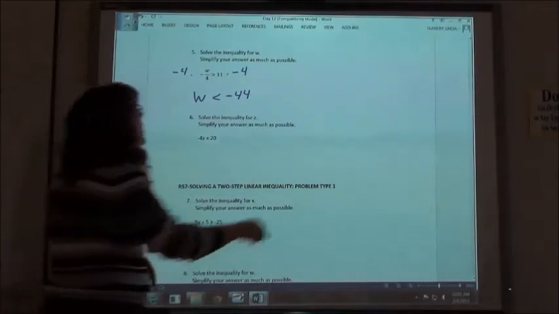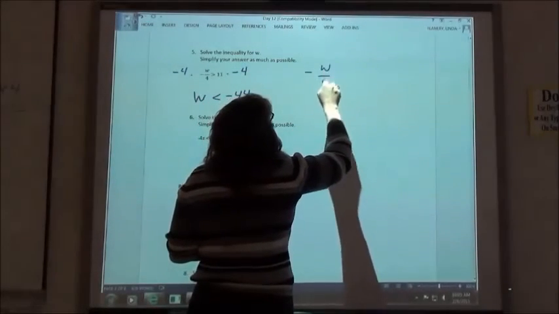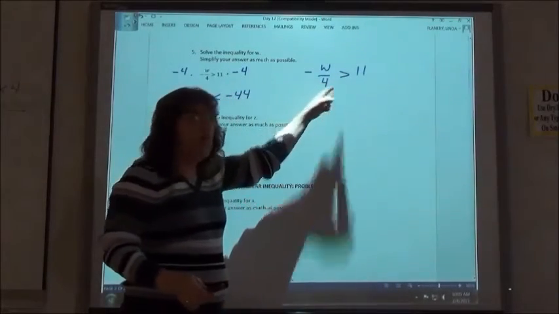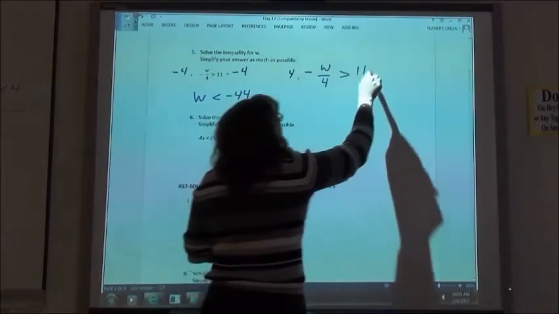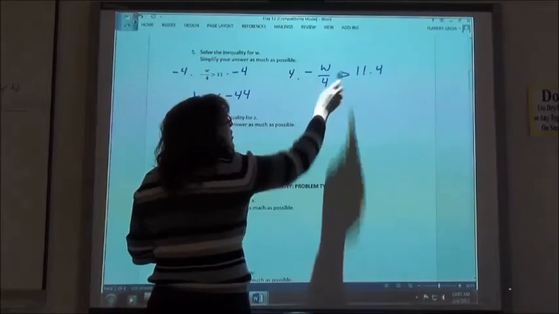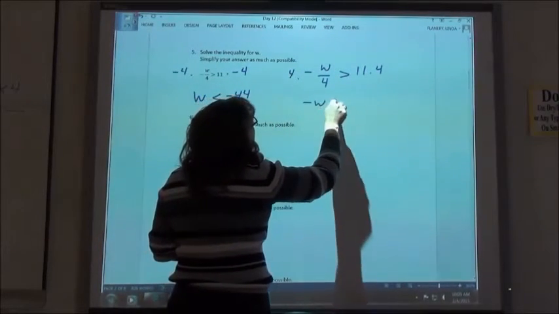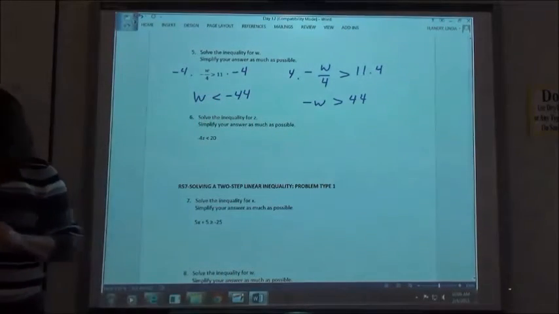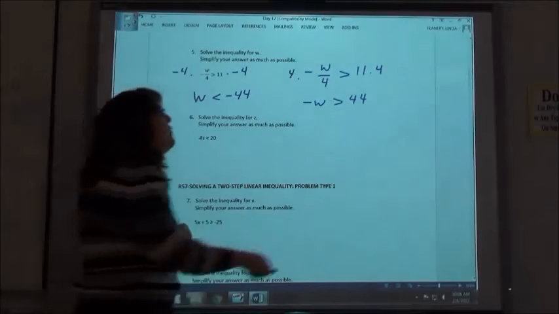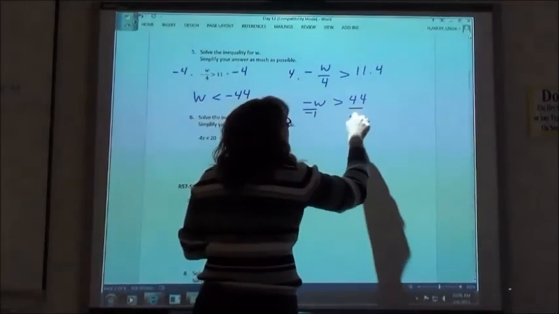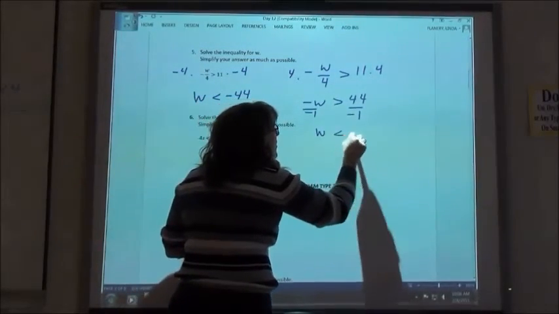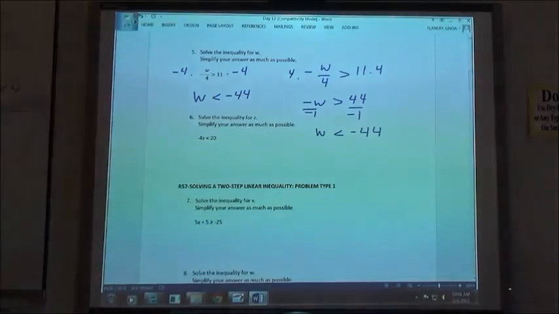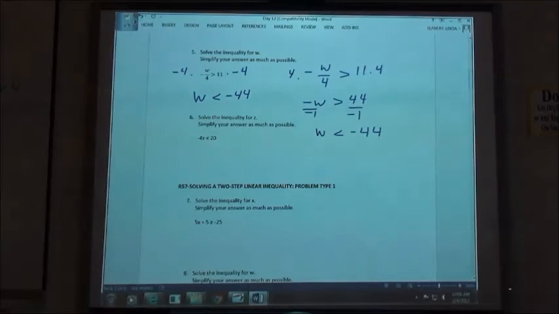Some people do it this way, just for an example, because it's perfectly legitimate to do. They say, oh, I've got to multiply by the 4, and they just multiply by 4. Well, if I multiply by the 4, I'm not changing my sign. I would say negative W is greater than 44. However, then they have to get rid of that negative, so they end up having to divide by negative 1. Now I'm dividing by that negative, I have to flip my sign. And you can say either way I end up with the same answer. Both of them are perfectly legitimate things to do.